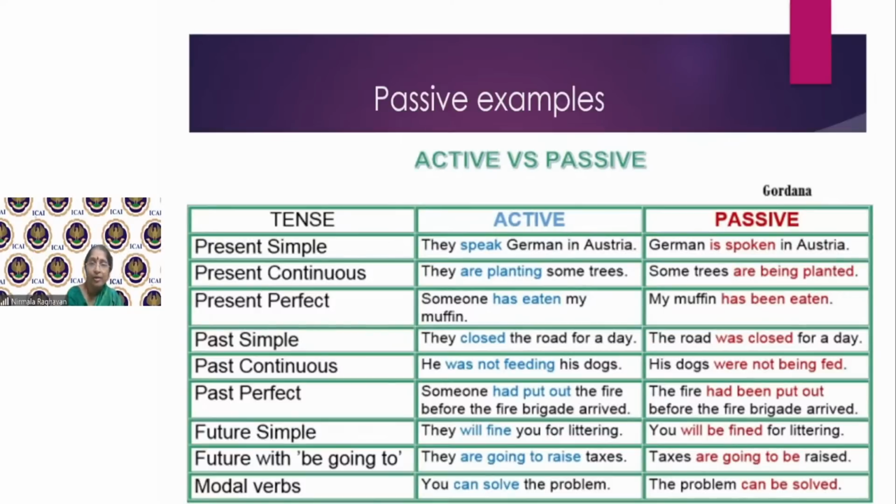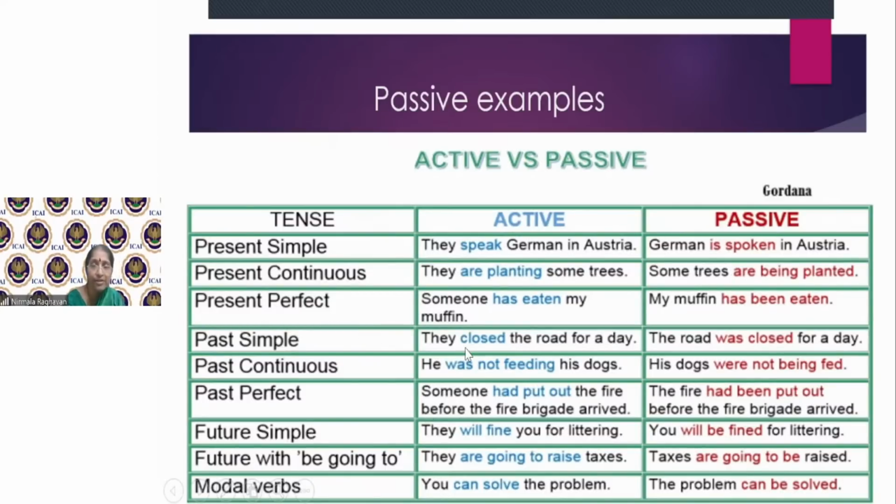Now, second one, present continuous. When I say continuous, it has to be the ing form. They are planting some trees. Some trees are being planted. By them is understood. You don't have to say it. Not all the time. Okay. Here in the sentence, it's okay. Now, what you must really understand is to add the by, it can be being, has been, were not being, depends on the sentence.